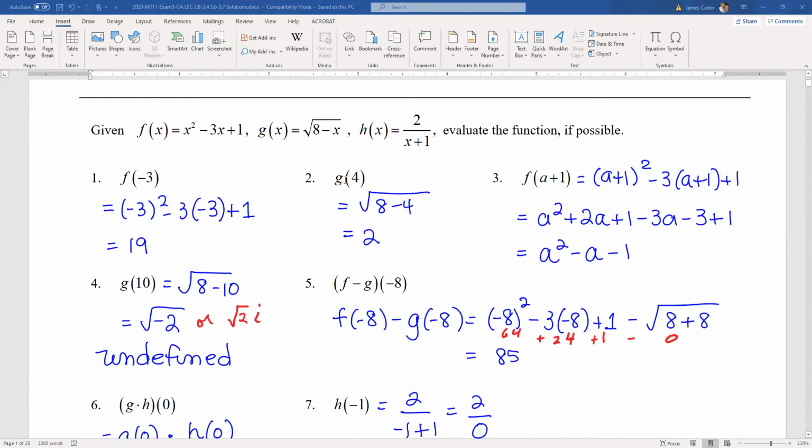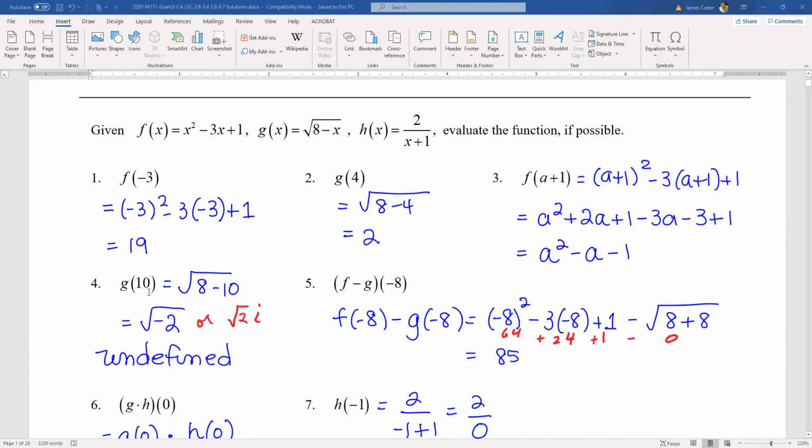If they replace the g equation, the x's with 4, then we replace the x with the 4 and we get 2. In the case of f of a plus 1, we replace all of the x's with a plus 1. So we have, this was x squared, this was x. Now you have to FOIL that, getting a squared plus 2a plus 1, and then distribute the -3, bring down the 1, combine like terms.